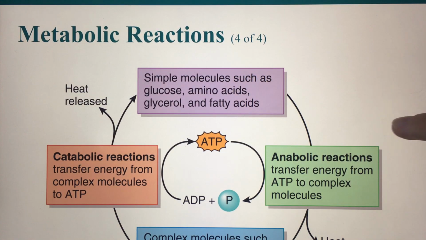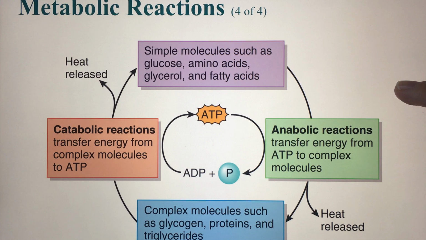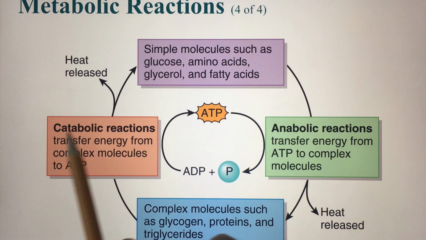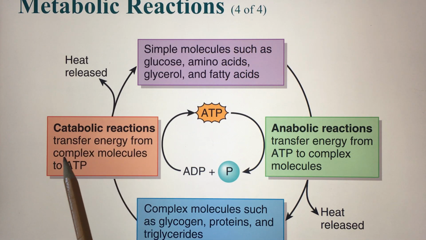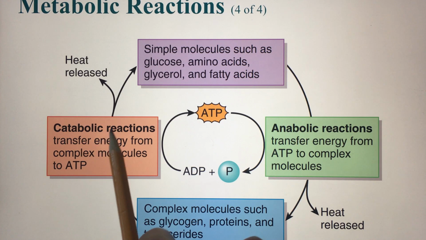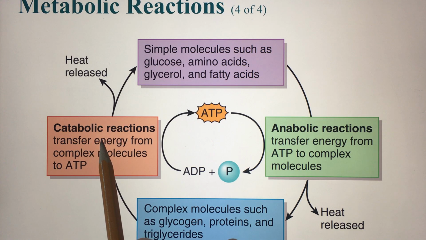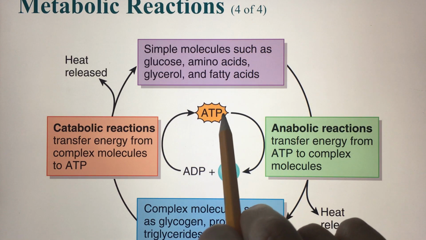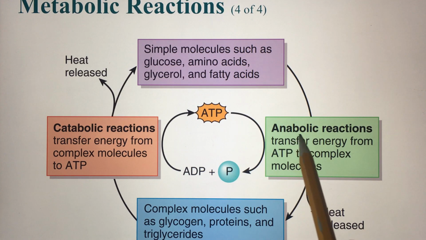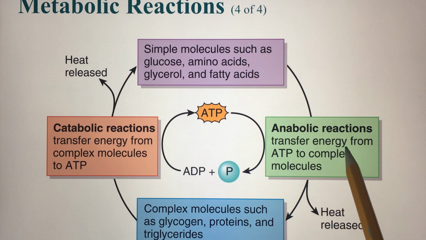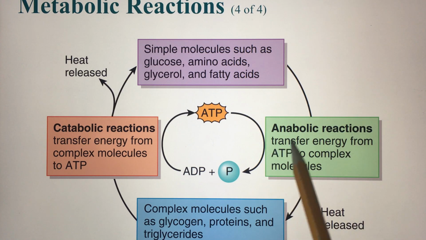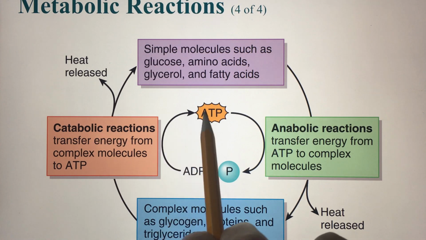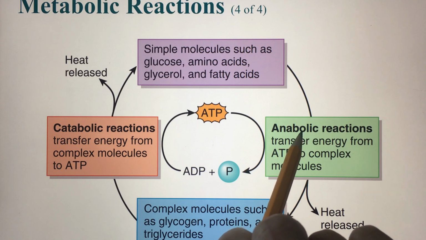So here's a summary of how it happens with the help of ATP. The catabolic reactions, they transfer energy from the complex molecules to ATP. So catabolic processes create energy. That energy is given to the ATP molecule, and ATP molecule can deliver it to the anabolic reactions where energy is needed to build something. Okay, so catabolic reaction energy is delivered by ATP to the anabolic reactions where that energy is needed.